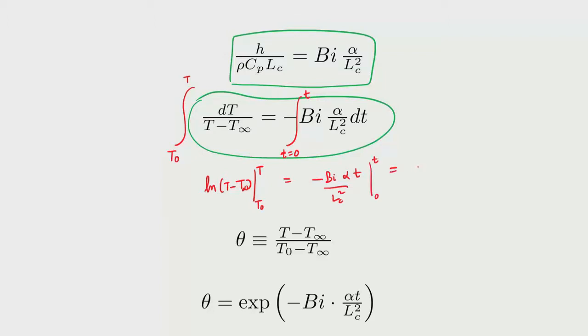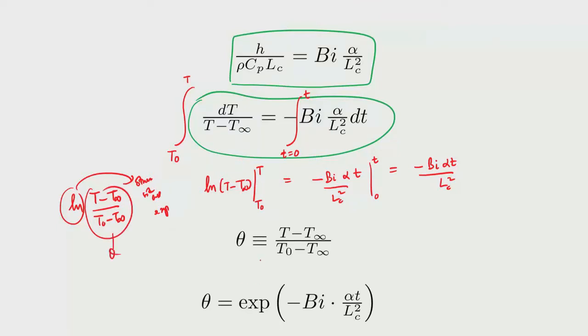So, that of course becomes nothing but minus Bi alpha T by Lc square, and on the left hand side you have the ratios, and then the ratios we can flip them to have the way we want. So, we see that on the left hand side we have got logarithm of (T minus T infinity) by (T naught minus T infinity). So, the logarithm can then be taken to the other side as exponential. So, that is what we have done here, and we have defined this entire thing as theta.